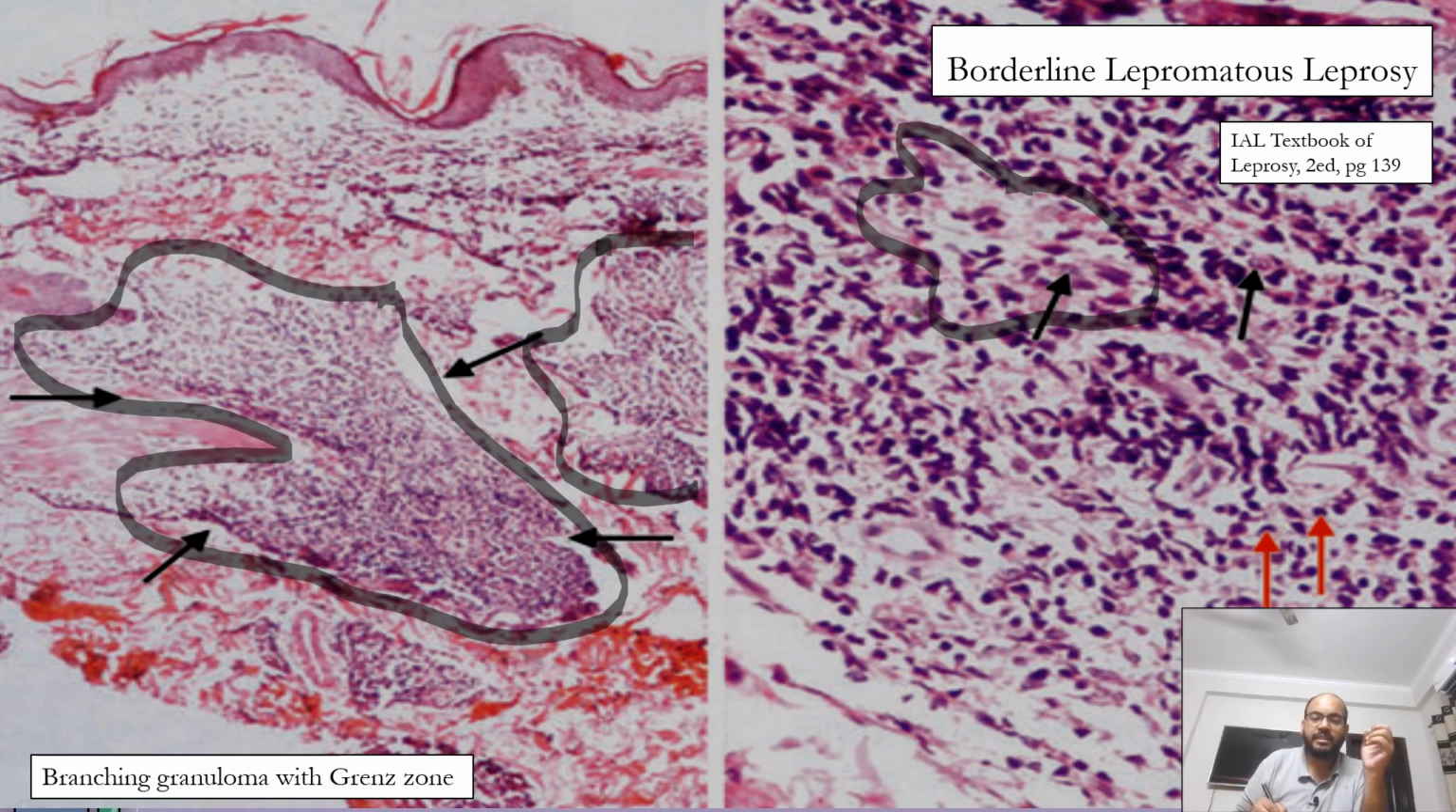Okay. So the granulomas in BL leprosy are composed majorly of macrophages and epithelial cells with a sparse infiltration of lymphocytes. Okay. And you see a normal epidermis which is devoid of inflammatory cells. And this is the Grenz zone.